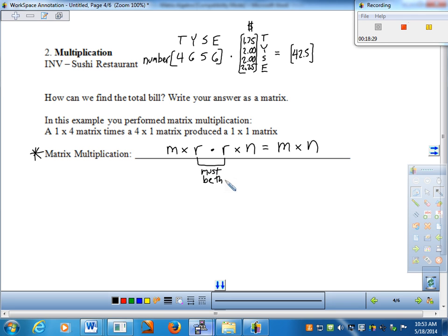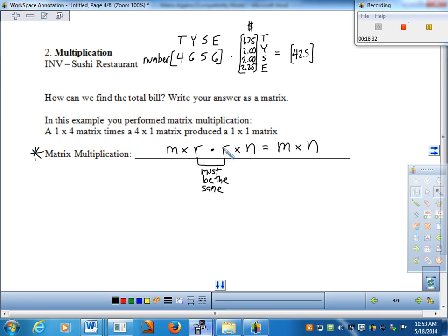Must be the same. And do you remember when we did addition and subtraction? In that case, both dimensions had to be the same in order for it to work. So multiplication, same deal. Sometimes it works, other times it doesn't. In order for it to work, these two numbers have to be the same.